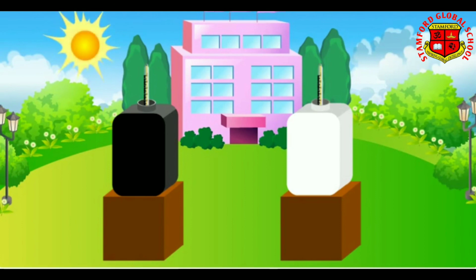Since a black object is a good absorber of heat radiation, it also means that a black object is a bad reflector of heat radiation. On the other hand, since a white or silvery object is a poor absorber of heat radiation, it means that a white or silvery object is a good reflector of heat radiation.